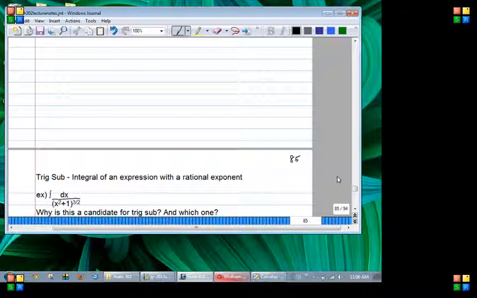The exponent is 3/2. So if it's 3/2, what is that implicitly telling you? There's actually a square root in there. This is, if you like, a square root raised to a third power. So there is still a square root in there, so we know that we can get rid of that square root using our trig sub techniques.